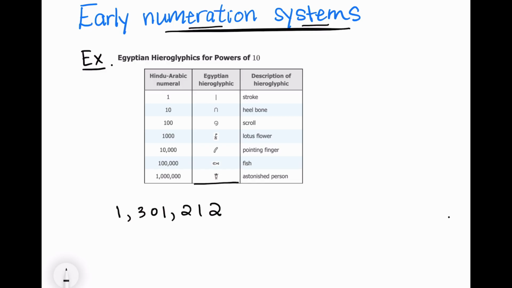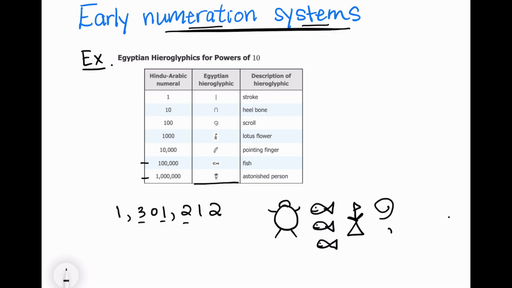1,301,212, you could write this using, okay, so 1 million, we have one astonished person, and 300,000, so we would have 3 fish, and you can write them in any arrangement. It doesn't matter if I write the fish vertical like this or horizontal. And then we have 1,000, so we're going to have 1 lotus flower. And 212, so 200 would be 2 scrolls. And 12 would be written in 2 strokes. Okay, so that is how you could write it.